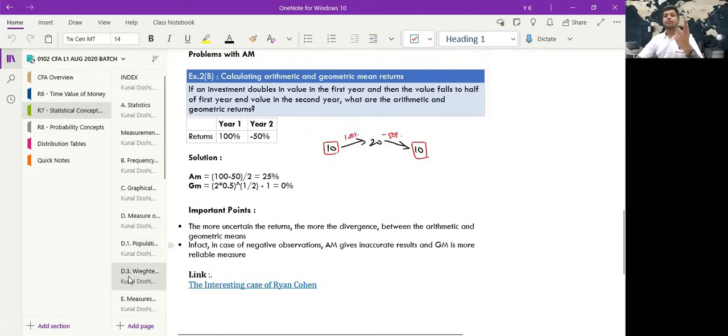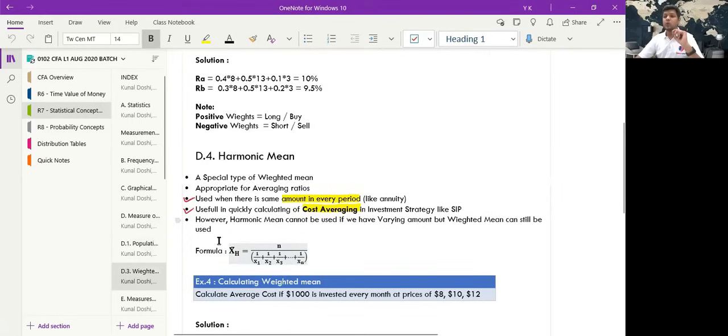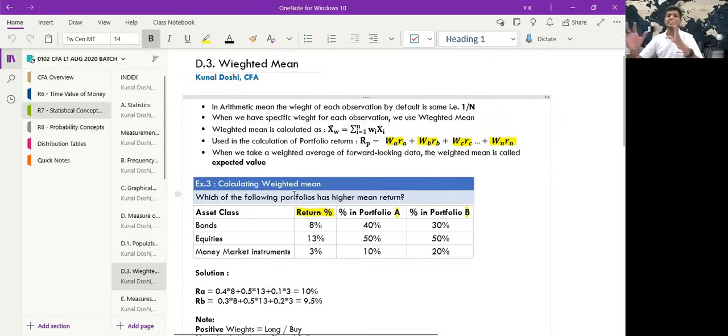Correct? After that, we calculated weighted mean. Weighted mean is nothing but simple weighted average returns, where we take weights of the securities and multiply that with the returns of those securities. Correct? So that's the simplest formula, simple weighted average return. This is exclusively going to be used for portfolio returns.